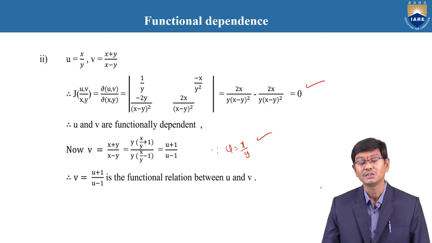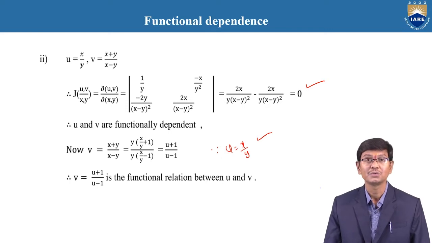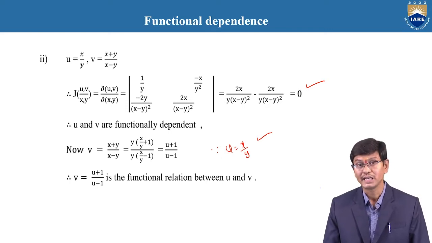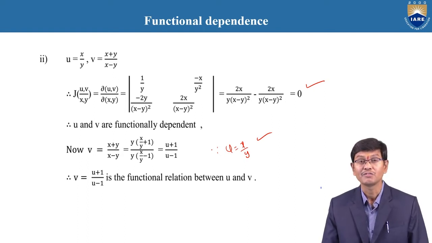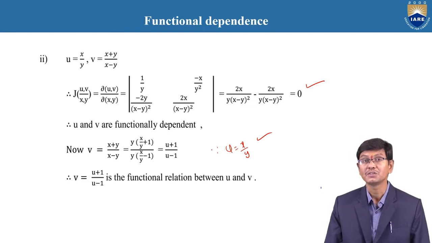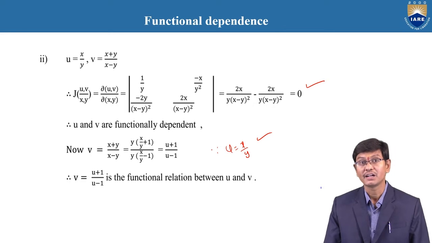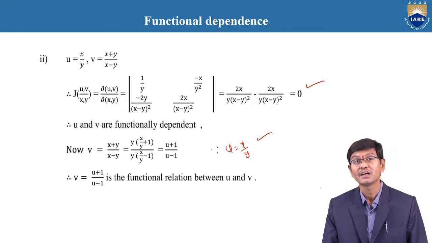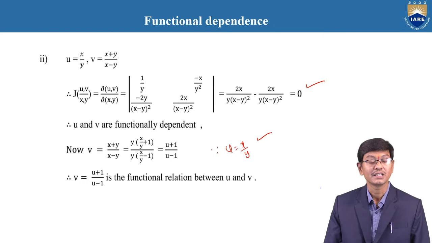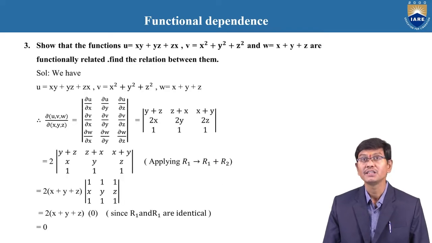Therefore, with the help of this u, the value of v is equal to u plus 1 by u minus 1 only. So this is the functional relation between u and v. The first part is functionally independent and this one is functionally dependent. Because for the first one, the Jacobian is not equal to 0, but here it is equal to 0. For the independent one, a relation is not possible, and for the dependent one, the relation is possible.